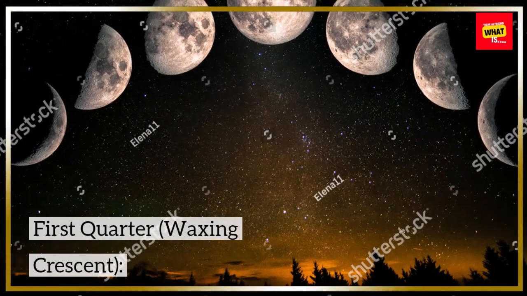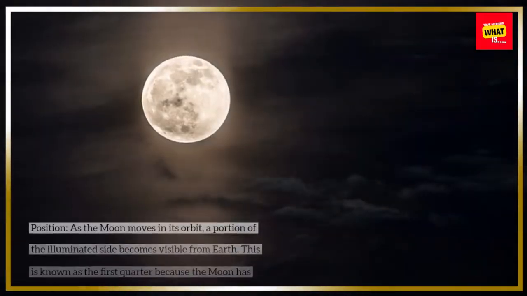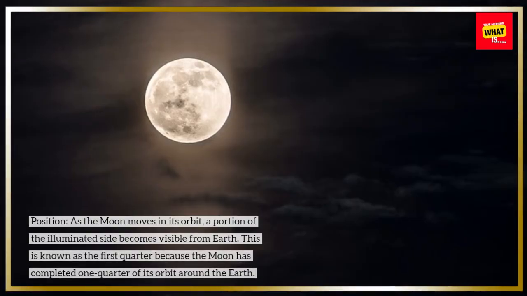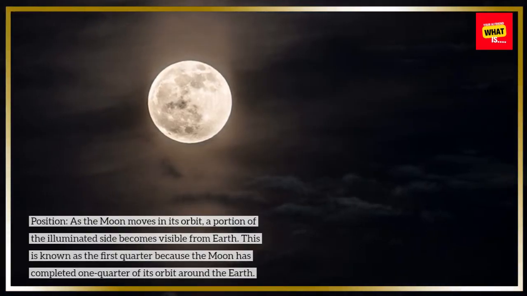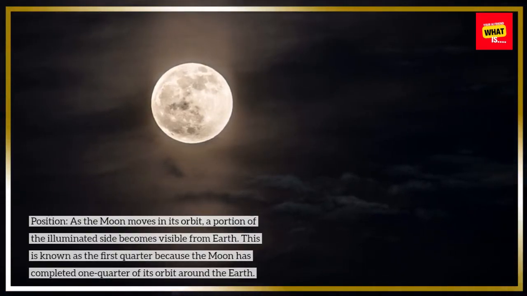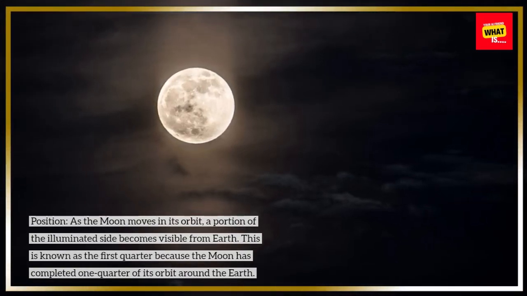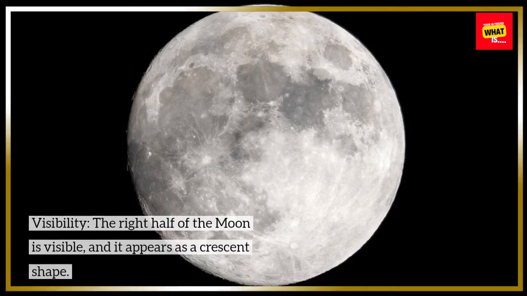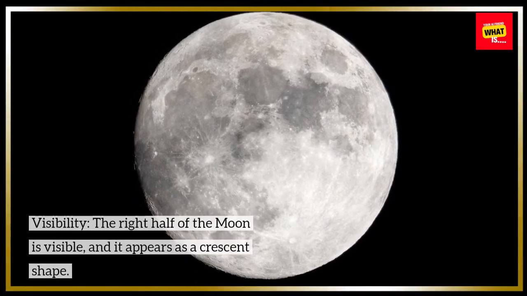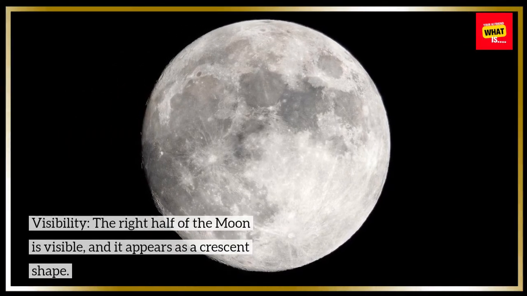First quarter, waxing crescent. Position. As the moon moves in its orbit, a portion of the illuminated side becomes visible from Earth. This is known as the first quarter because the moon has completed 1/4 of its orbit around the Earth. Visibility. The right half of the moon is visible, and it appears as a crescent shape.